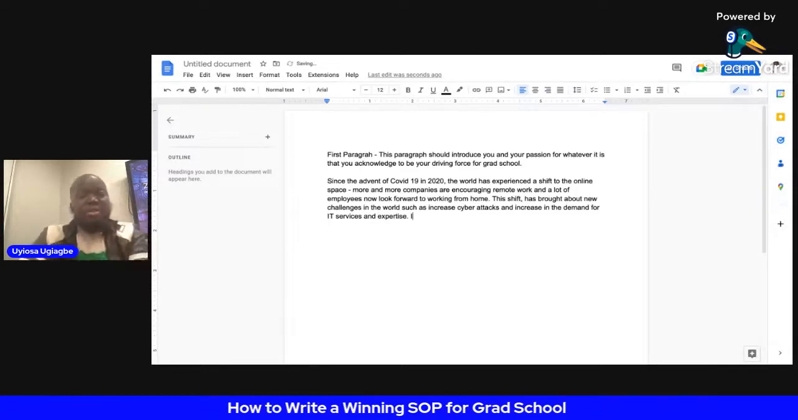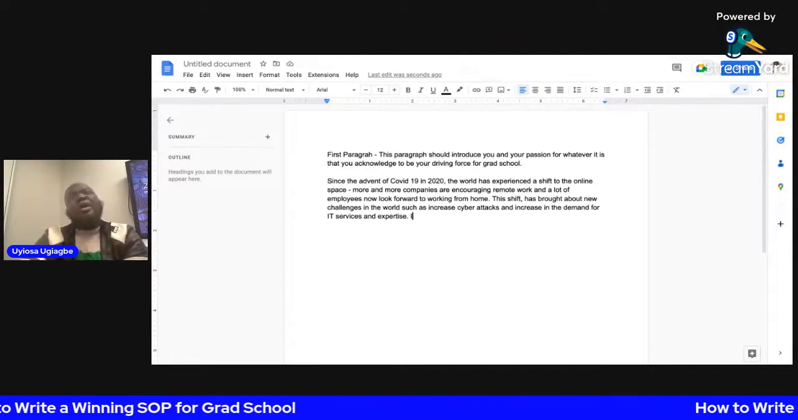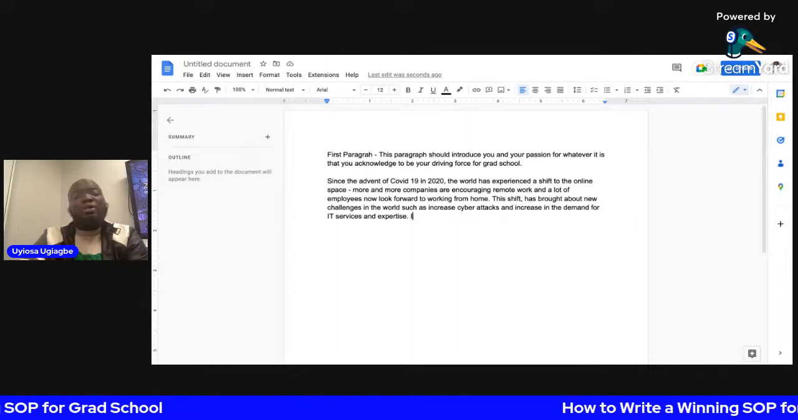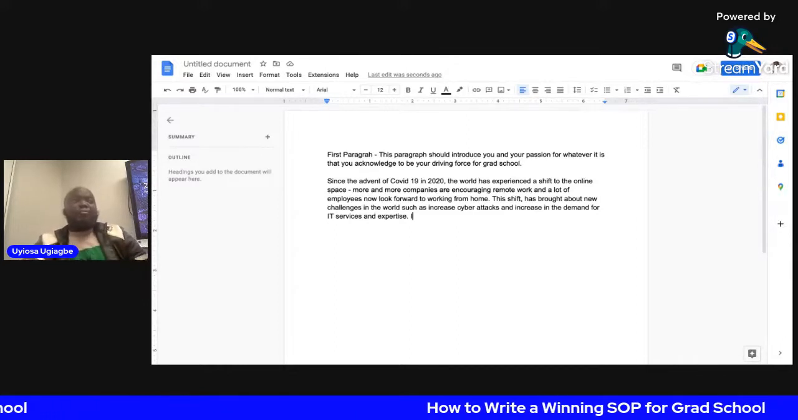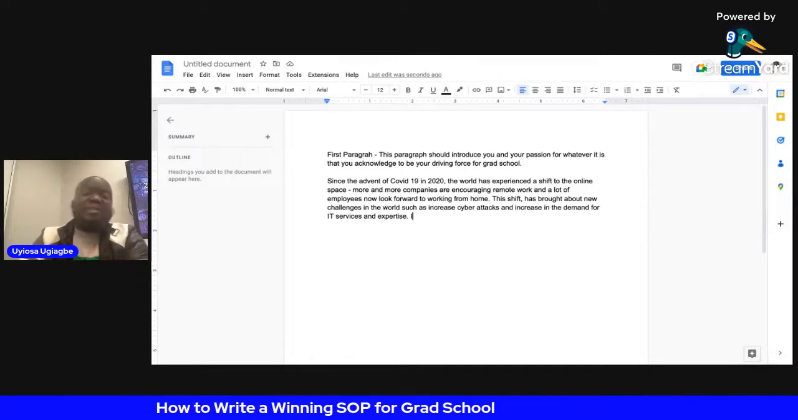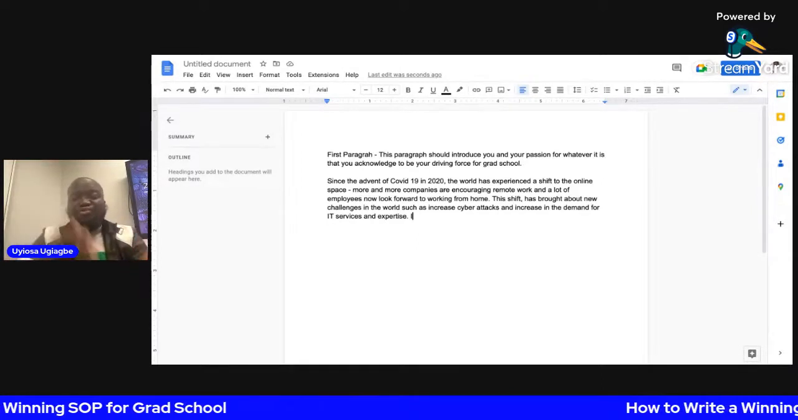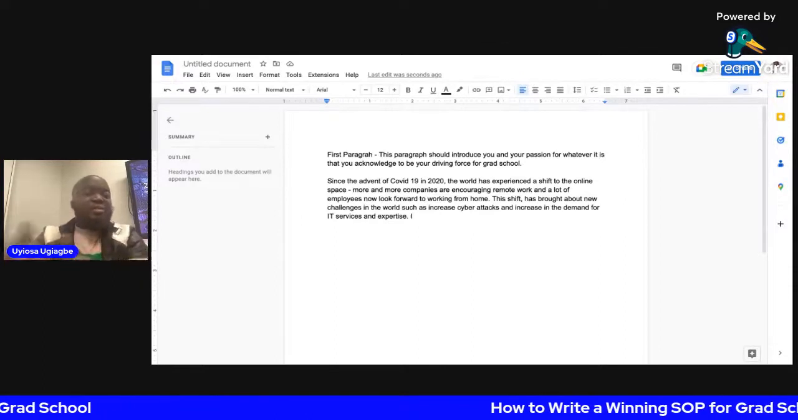Now this is what I'm basing my reason on. So I'm saying that I want to study computer science because I've seen that there's an increased demand for IT services and expertise, right? So naturally, I want to get trained to be able to meet that need, right? So you can see the flow.